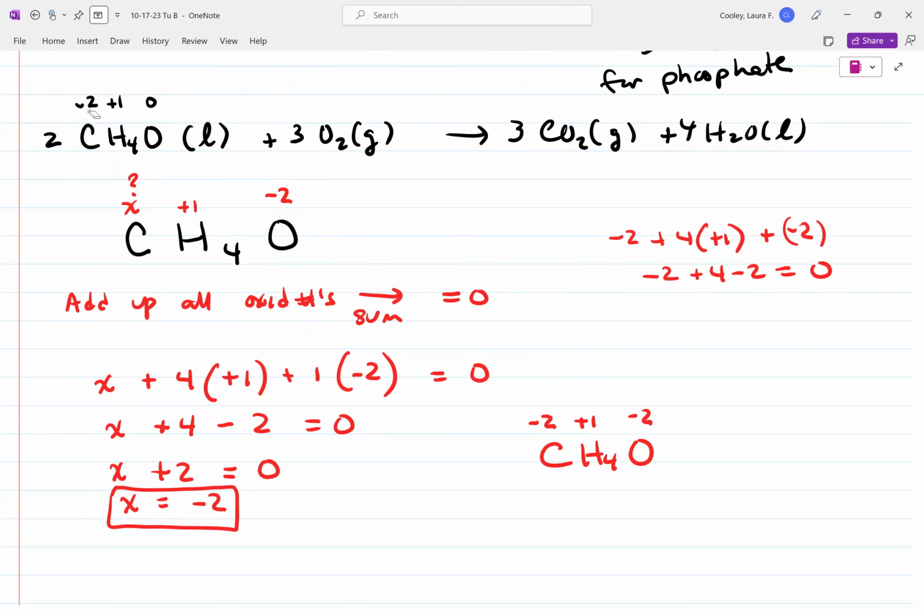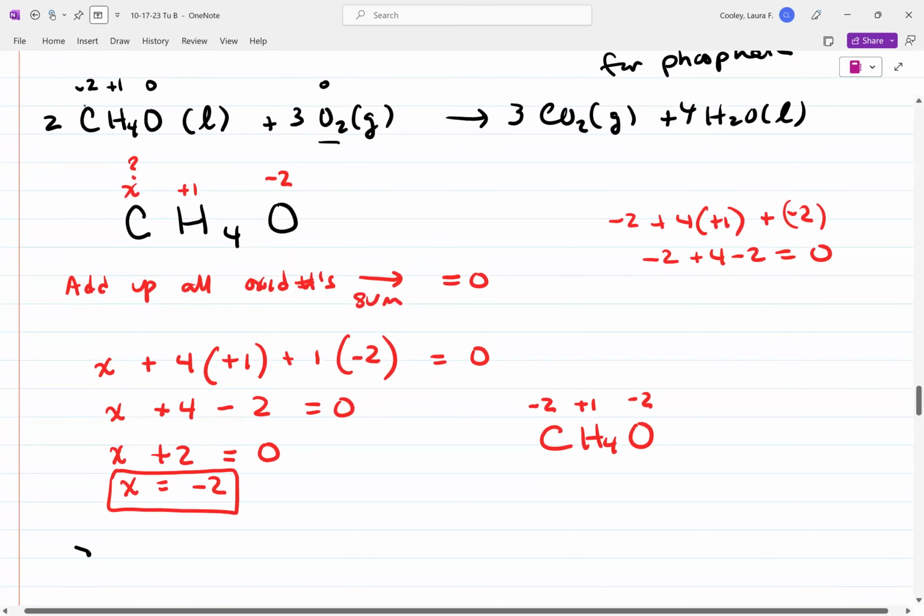The reason I'm writing these down is that to figure out what gets oxidized, what am I looking for? What's going to happen to the oxidation number? Is it going to go up or down? Oxidation is when it goes up. Reduction is when it goes down. What's the oxidation number of oxygen in O2? 0. Now we have carbon dioxide.